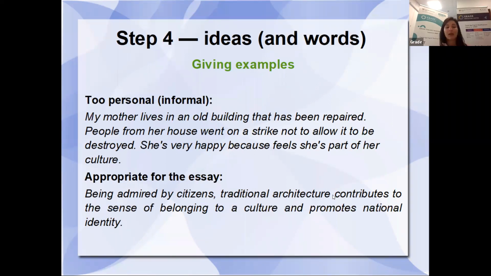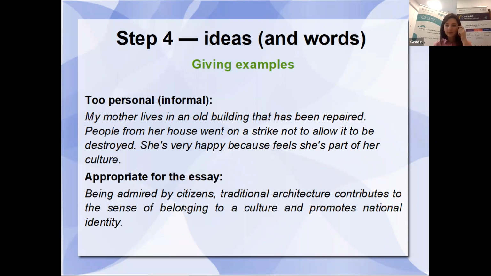demolish old buildings. And from here, we can take one thing, that when we give examples, we can go for our ideas. This is our idea, that I have a mother, she lives in an old building, she's so happy. Why is she happy? She feels as if she's part of her culture. Okay, how do I put this into academic, nice language, impersonal, detached? And this is how you can do it. So you can use your ideas for examples, but you should wrap them up into nice language.